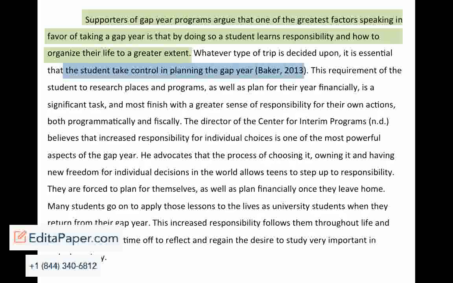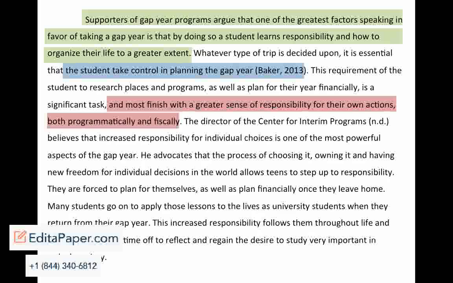Okay? This requirement of the student to research places and programs, as well as plan for their year financially, is a significant task, and most finish with a greater sense of responsibility for their own actions, both programmatically and fiscally. And here we see that connection, right? So students are taking control, but how does that provide them with responsibility? And here the author connects it for us and says they finish with a greater sense of responsibility because all of that time to research where they're going, the programs that they'll take, planning financially is a big task. So that connection is clear by the author.